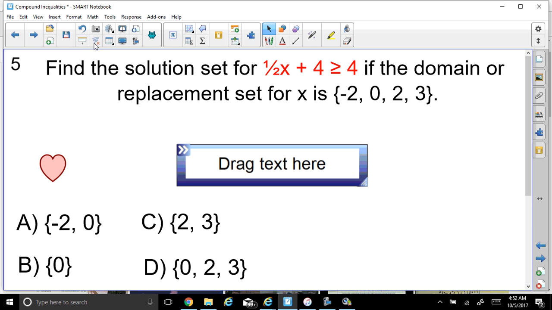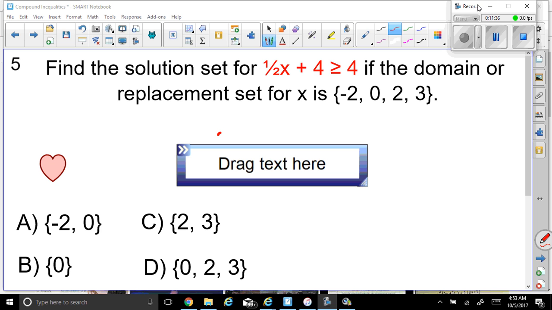Here's an interesting question. So we want to find the solution set for x for this domain that they give us here. Then we have an equation of x of, when half x plus 4 greater than or equal to 4. So we got a multiple choice. We have the domain, that's the x values, for which are going to be replacing this set. So let's see what we're going to do.